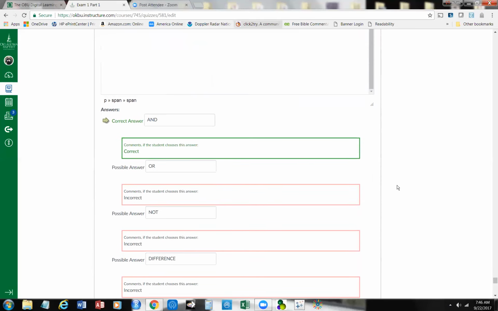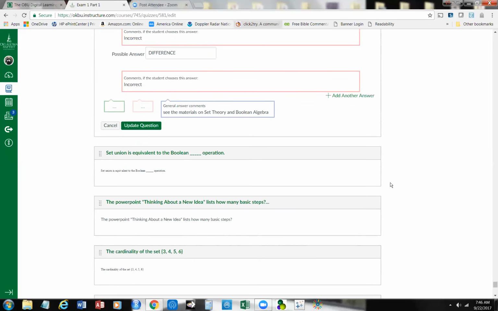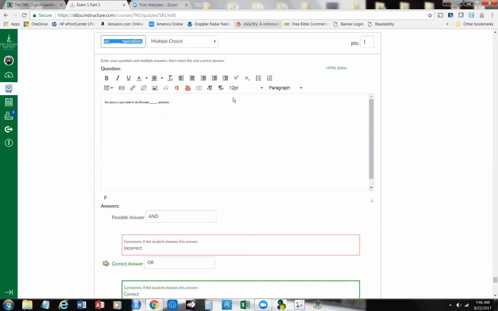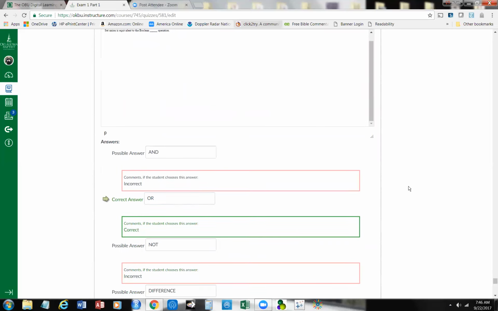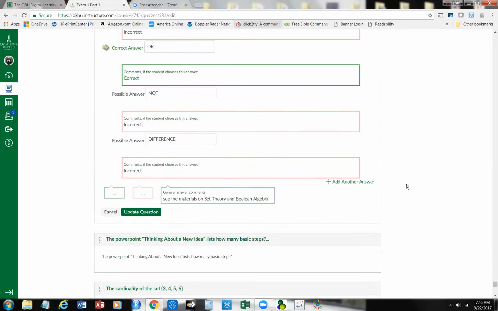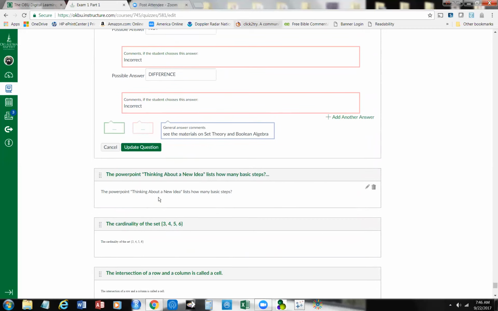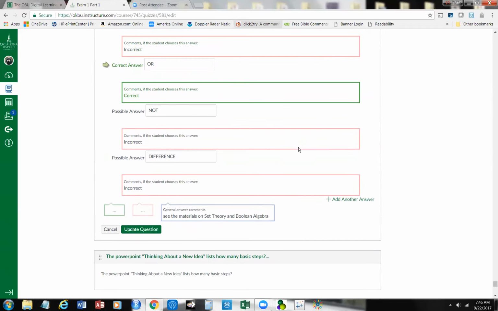And I probably followed up with a question on that. Yep, I sure did. Set union is equivalent to the, I give you the set theory and Boolean algebra there, that resource, some materials on that. There's a PowerPoint, in fact, I think. No, it's up here.